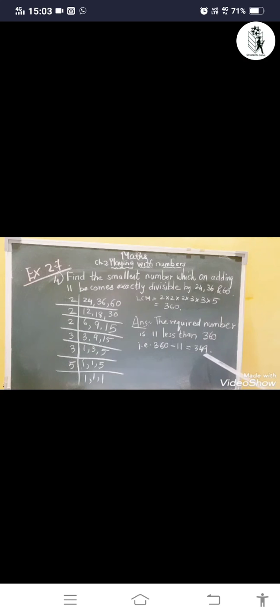So when you add 11 to this 349, you will get 360. So the question is, find the smallest number which on adding 11, that number will be exactly divisible by this. So in 360, 11 is already added. So again remove that 11, and your answer is 349.